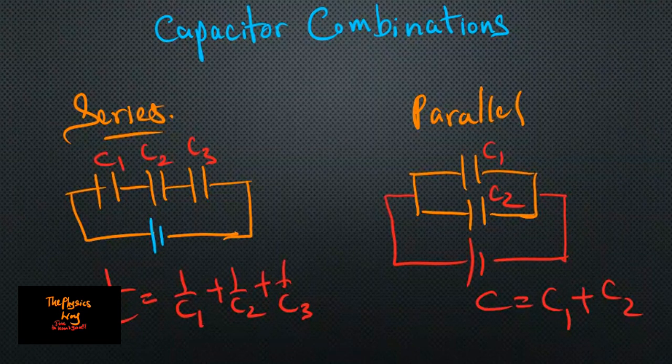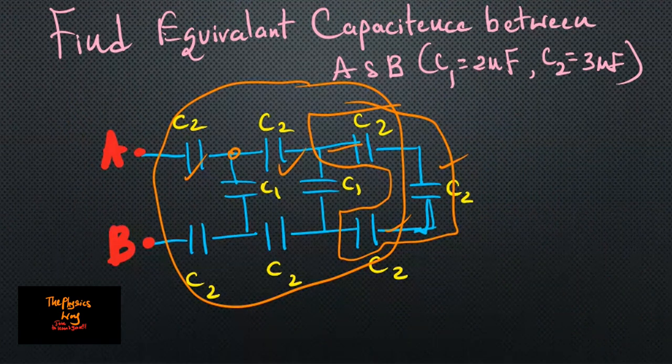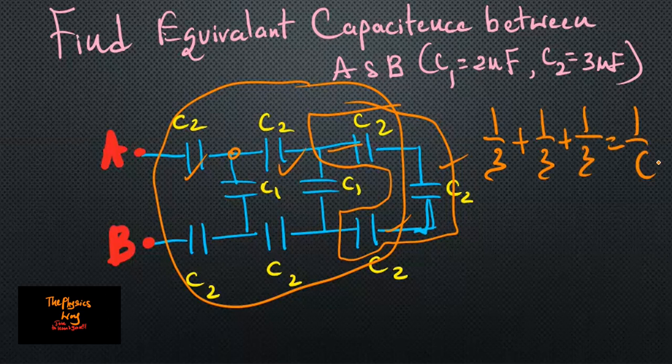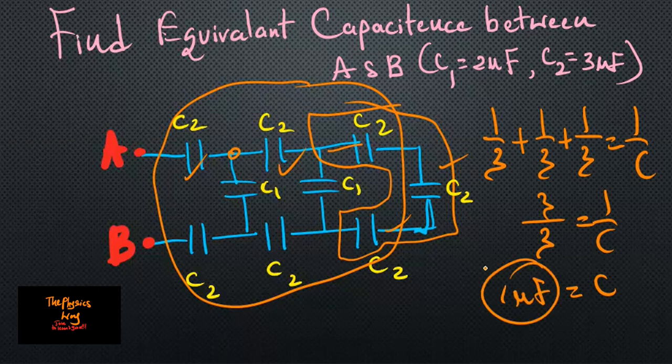So getting back to the question, let's add all these three. I get 1 over 3 plus 1 over 3 plus 1 over 3 equals 1 over C. With common denominator 3, that is 3 over 3 equals 1 over C. You take the reciprocal, you get C equals 1 microfarad, right? So instead of these three capacitors, we have one capacitor which is 1 microfarad.